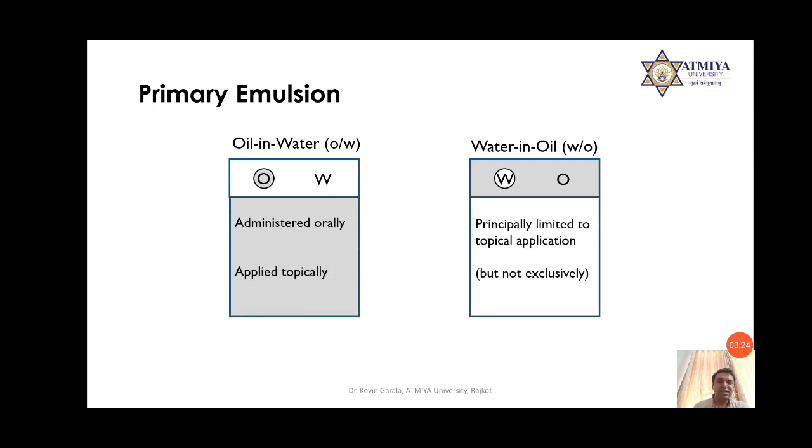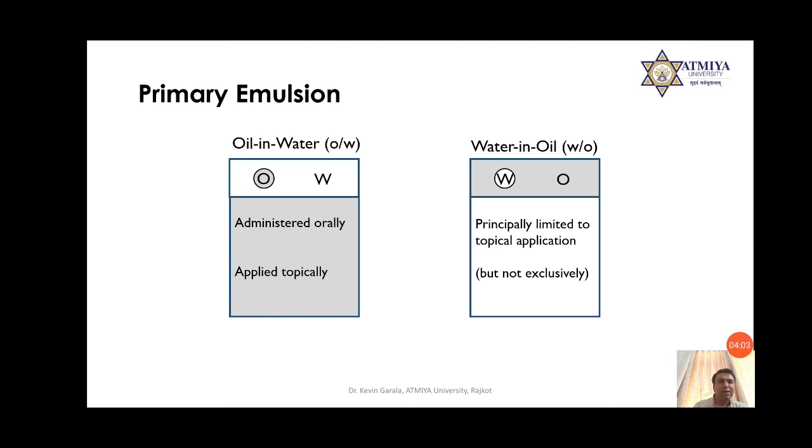Now certain characteristics: normally oil in water type of emulsion is administered orally. So when we need the drug delivered orally, then we mainly prefer the oil in water type of emulsion. Why? The reason is that water is the external phase, so it is feasible, or favorable, for the patient to swallow that emulsion, since water is the external phase. Also it is applied topically, so it is applicable to both oral administration and topical administration.